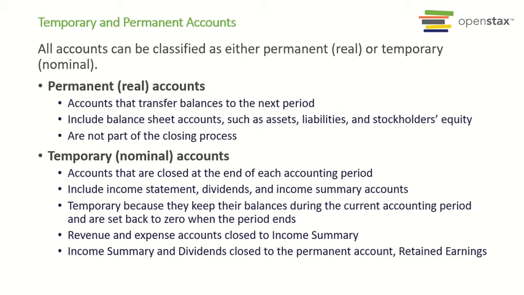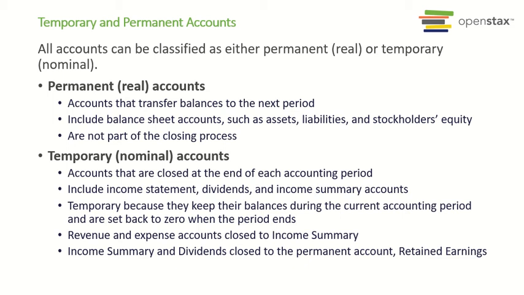Revenue and expenses are closed to income summary. Income summary and dividends are then closed to the retained earnings account. The retained earnings account is a permanent account.